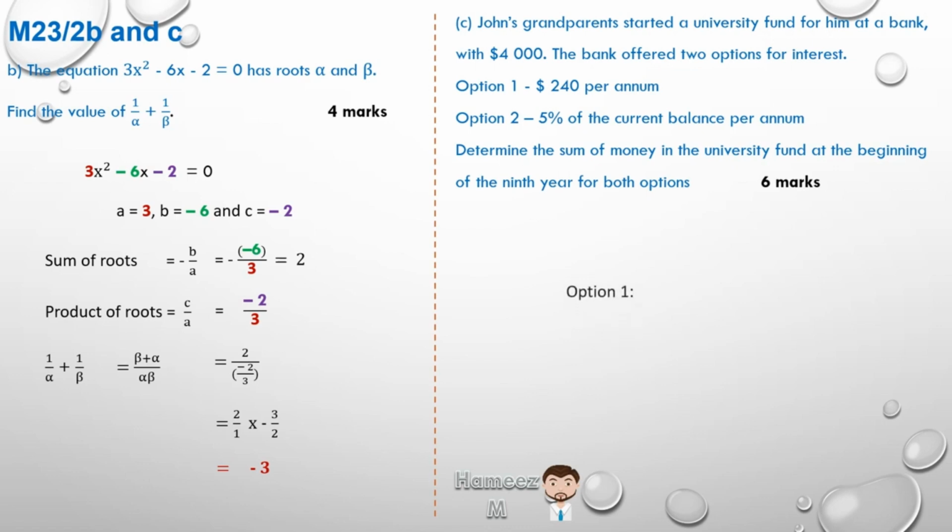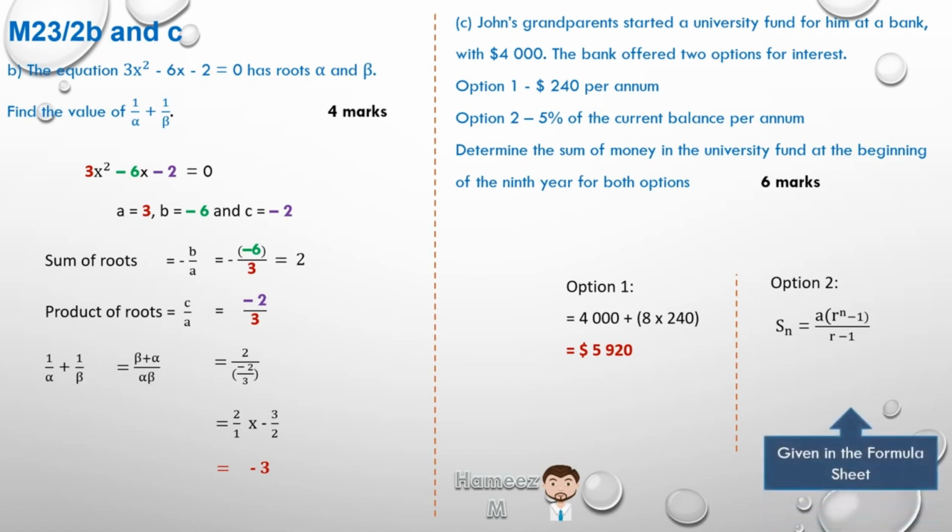So in option 1, his starting principal was $4,000 plus 8 years at $240, which works out to be $5,920. And in option 2, we want to get the sum of the GP. So S_n is equal to a(r^n minus 1) over r minus 1, and we want to find S_8. So that is 4,000. Well, that's what you're starting with, the principal.